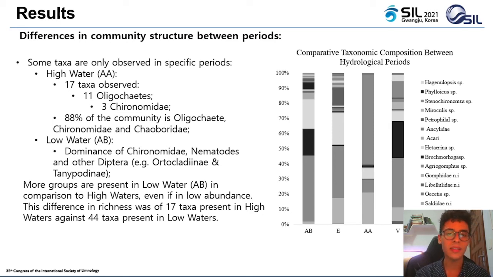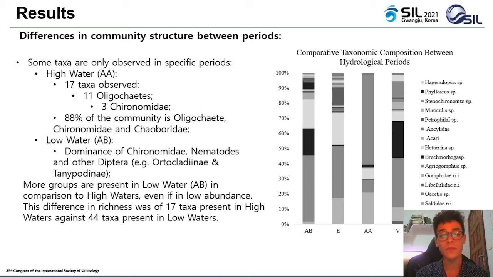As a matter of fact, only 17 taxa were present during high water periods, but 11 are oligochaetes and 3 are in the Chironomid family. Thus, during high water period, the community is mainly composed by oligochaetes, Chalborid, and Chironomid, representing 88% of total abundance.